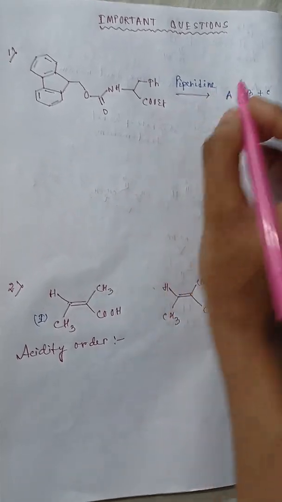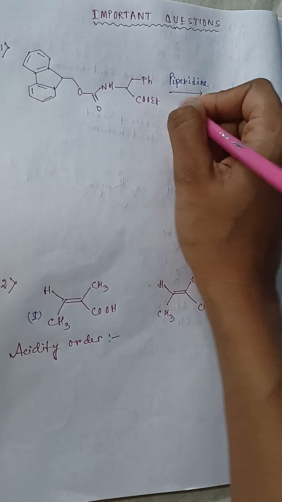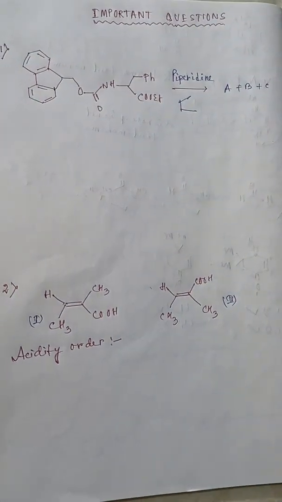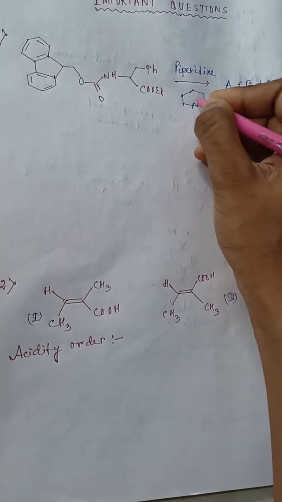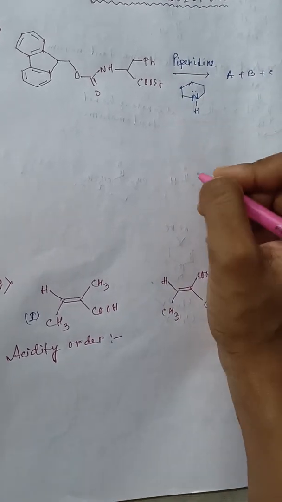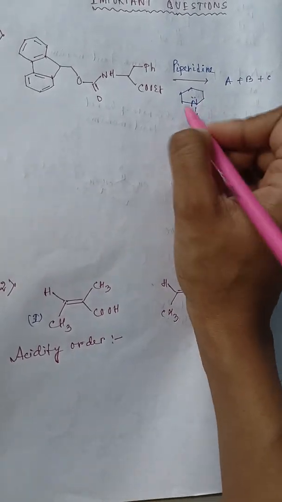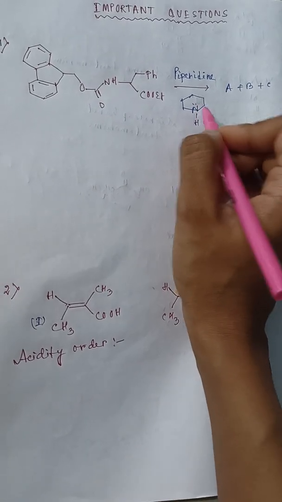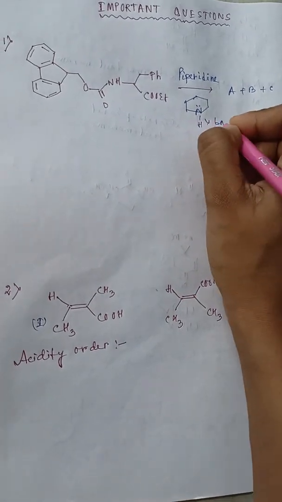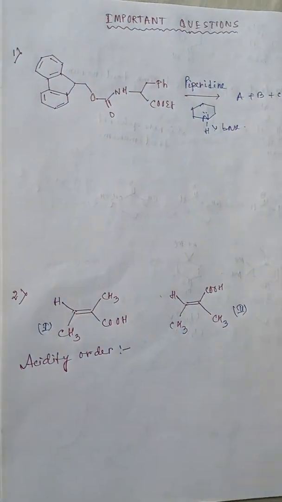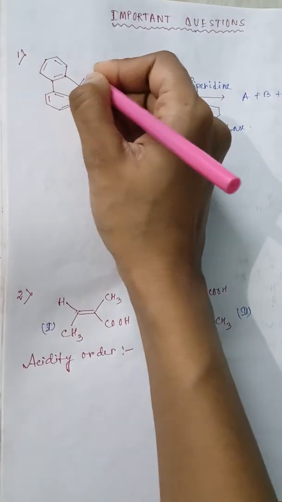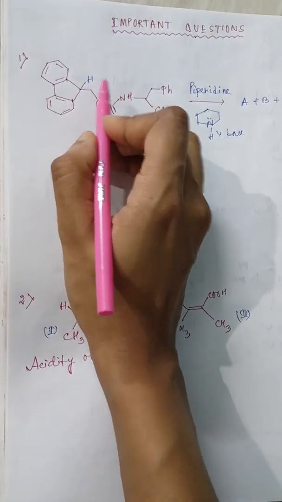Now see what is the structure of piperidine. First, you have to know the structure of piperidine and what will be the role of piperidine. Here, piperidine acts as a base. So it will find the most acidic hydrogen here. Now see, this is the acidic hydrogen here. Now you'll say why so?